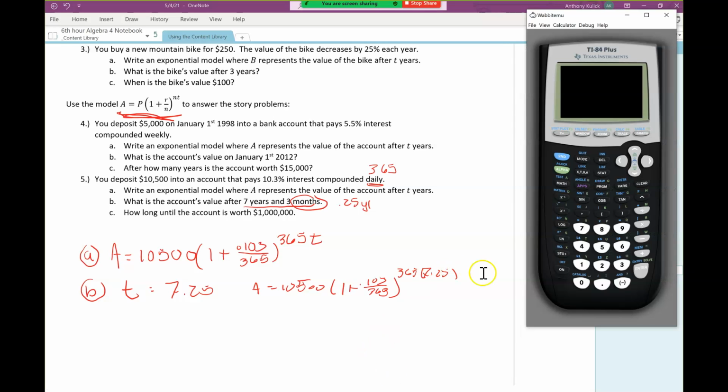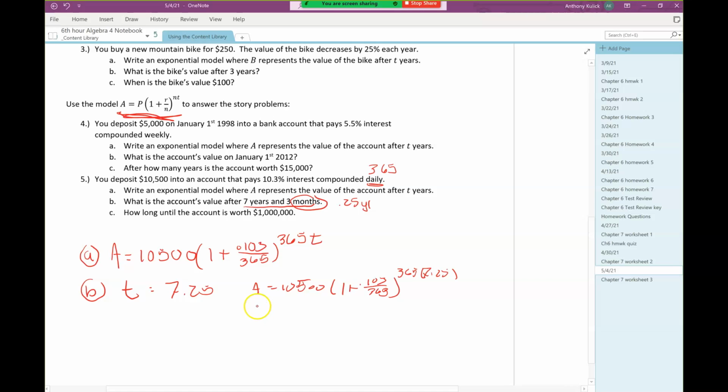Go to my calculator. 10,500 times 1 plus 0.103 divided by 365, to the 365 times 7.25. And I get $22,154.04.